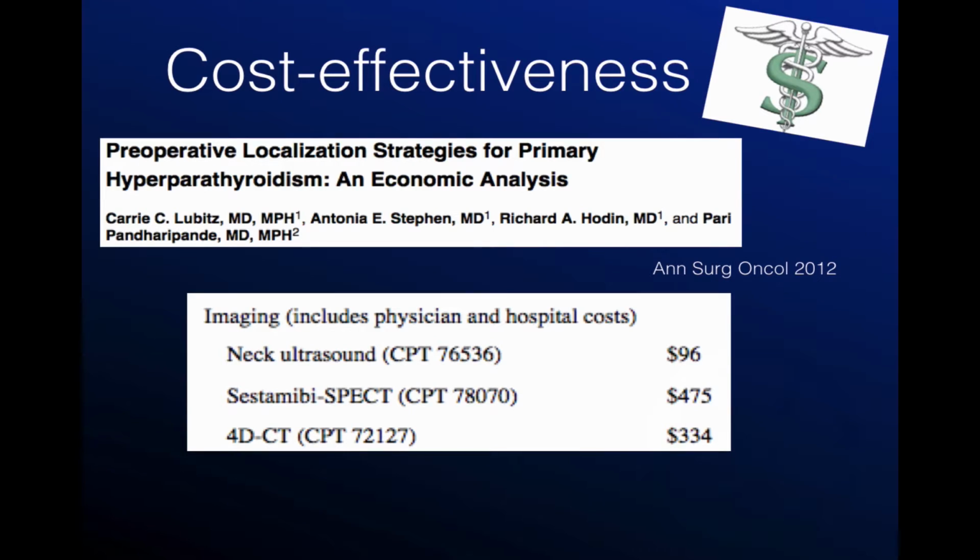For costs, there are 2 studies that look into the cost effectiveness of the strategies for imaging for this problem. These studies draw on Medicare reimbursement data and we see that ultrasound is the least expensive study. It's less than $100, but 4D-CT is actually less expensive than the sestamibi study.